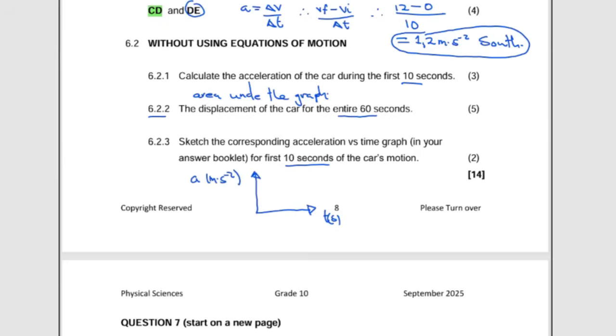So then after that, remember they were accelerating at a value of 1,2. So I'm going to have a value of 1,2. For how many seconds there? It means for 10 seconds. Therefore, the time is going to be t.